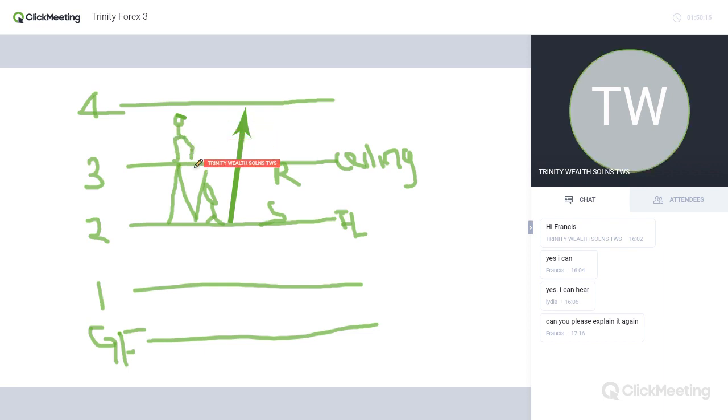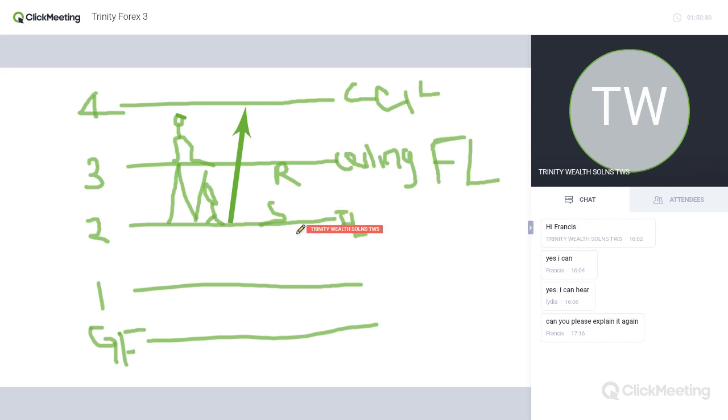So whatever was ceiling is now my floor. Because I've broken through the ceiling of the second floor and I'm now stepping on the third floor. So whatever was previously ceiling is now my floor. All right, and then this becomes the new ceiling. Yeah, the new ceiling.